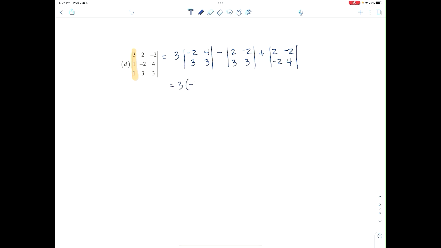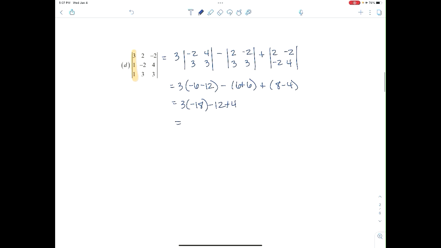3 times -6 minus 12 minus 6 plus 6 plus 8 minus 4. That will give us 3 times -18 minus 12 plus 4. That is -62.